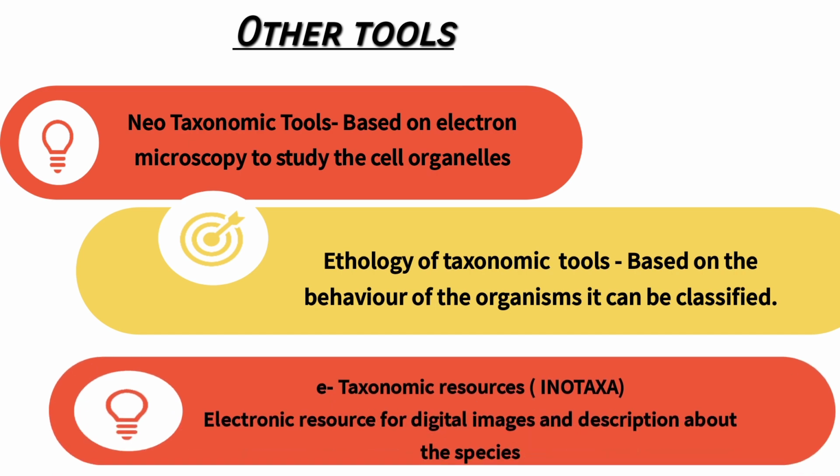And next one is e-taxonomic resources, that is iNotaxa. You will tell it as iNotaxa. What is the full form of iNotaxa? It is integrated open taxonomic access. So open, it is very open. You can easily go and access and you can find out the digital description or image of a particular species. That is what called as iNotaxa, okay, electronic resource of digital images and description about a particular species. So you can get the digital image and description about a particular species.